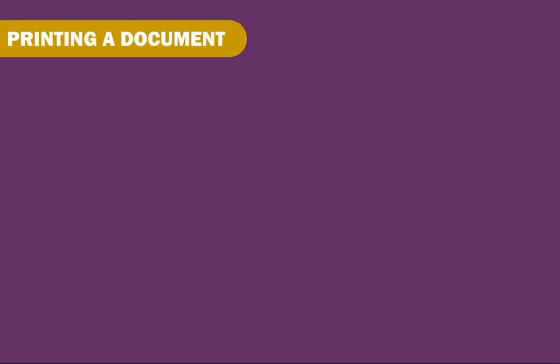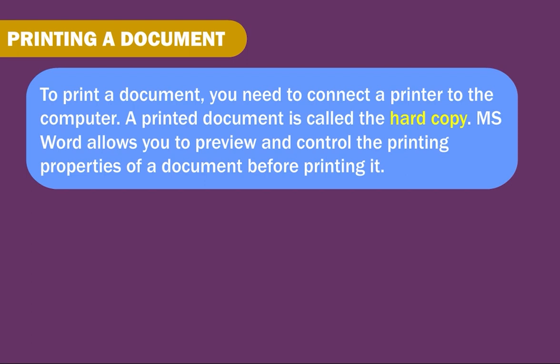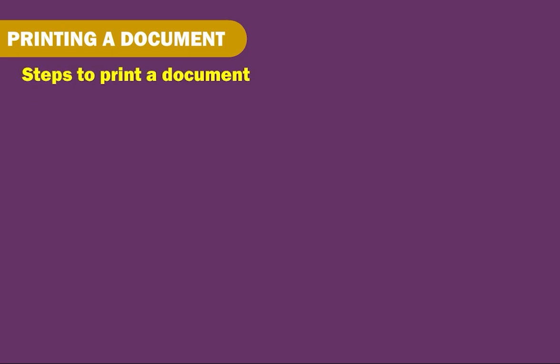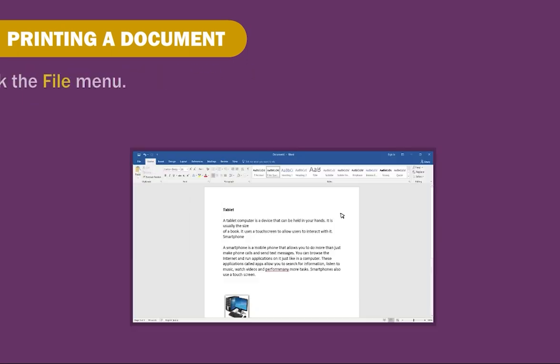Printing a document. To print a document, you need to connect a printer to the computer. A printed document is called the hard copy. MS Word allows you to preview and control the printing properties of a document before printing it. Steps to print a document.